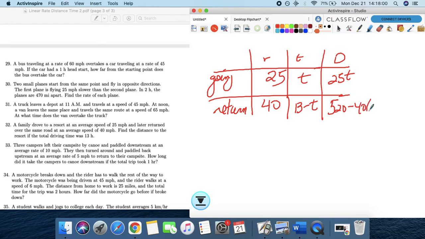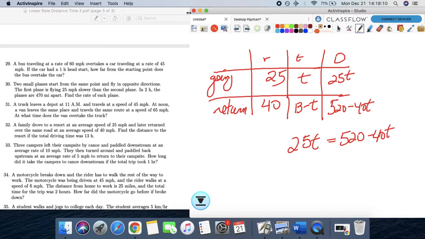And what do we know? We know that, obviously, the distance traveled going and coming back is equal to each other. That's how we set it up. We're going to add 40T to both sides. We get 65T equals 520. Divide both sides by 65. T equals 520 divided by 65, which is 8. So the time driving going was 8 hours, and coming back, 13 minus 8 equals 5.